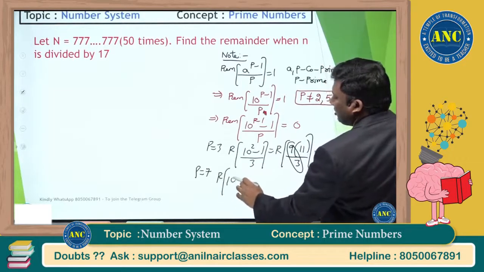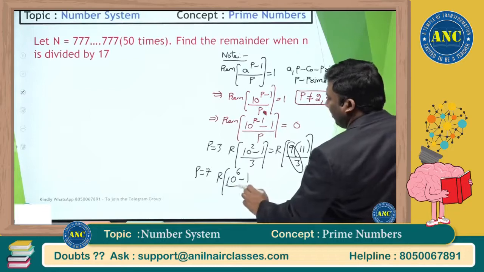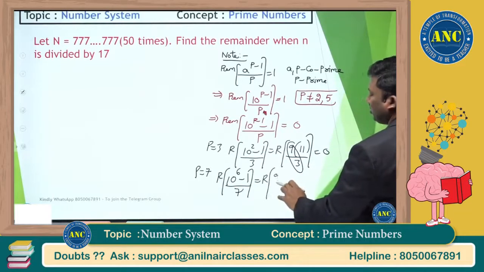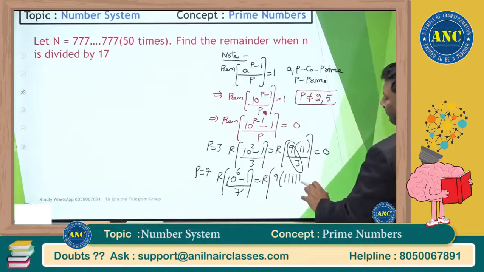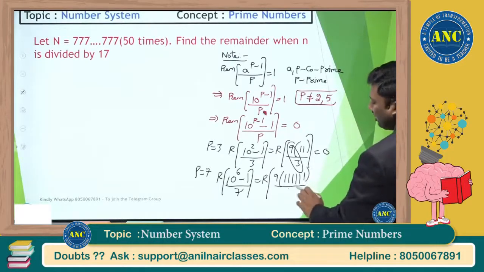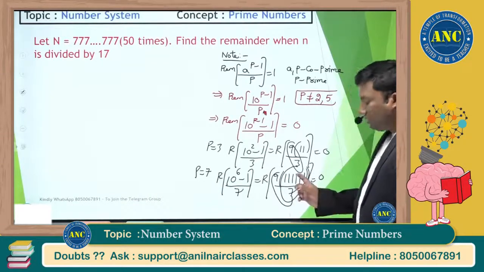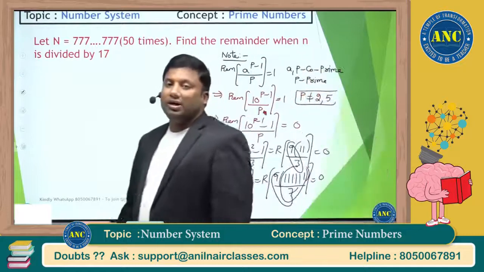this is 7 minus 1, 6. So (10^6 - 1) by 7. 10^6 minus 1 is 9 into 111111 divided by 7. 9 is not divisible, so this should be divisible. Yes or no? These 6 ones divided by 7.